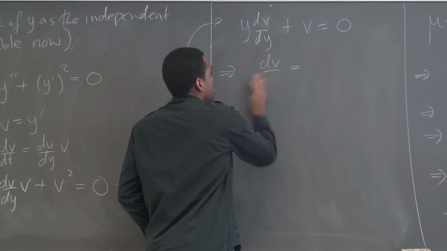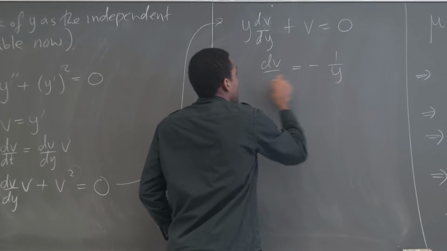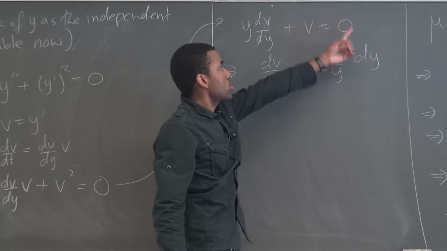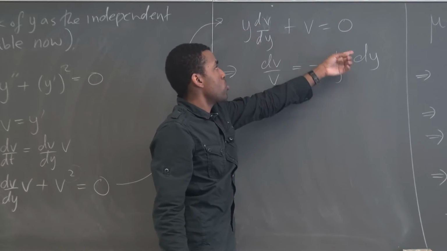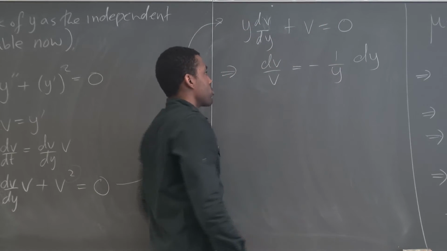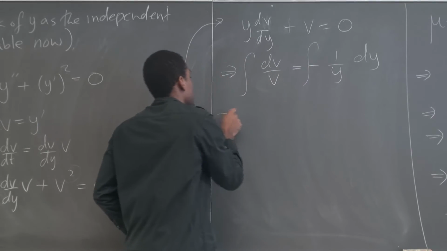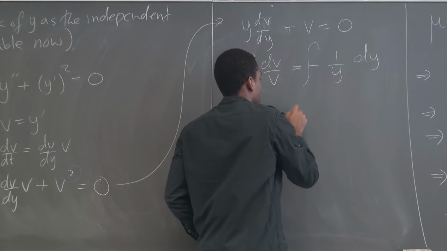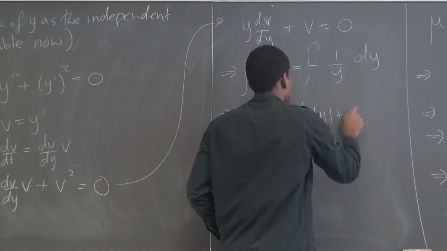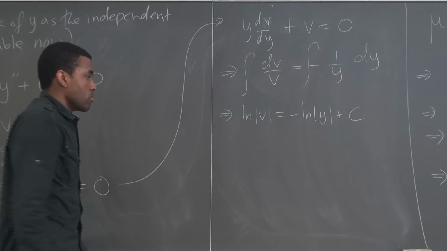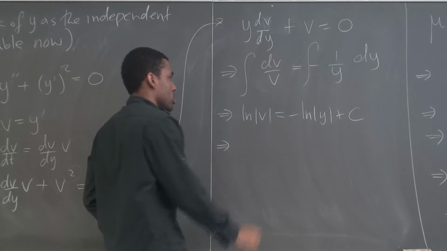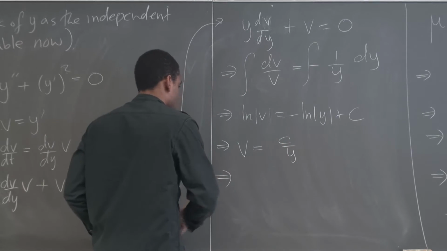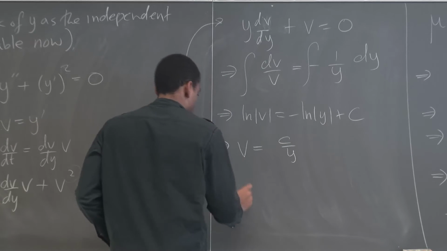I can, it's minus 1 over y over v times v. Alright, I just move this over, you get minus v, divide by y, and then I divide the v back over here, move the y prime. At this point, integrate both sides, this means that ln of v is equal to minus ln of y plus a constant. This implies v is equal to c over y. This implies y prime is equal to c over y.